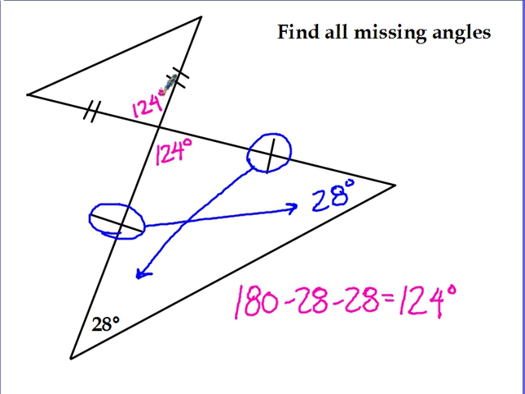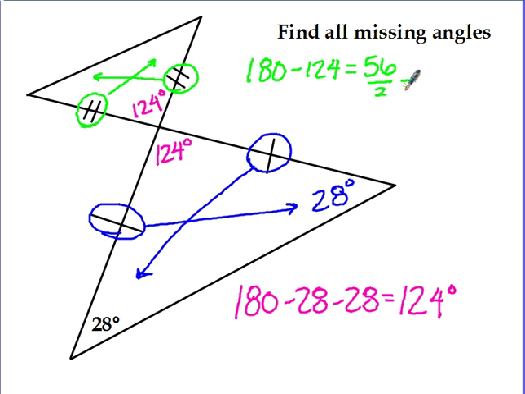And now, to find these last two angles, I'll take 180 minus 124, and that equals 56. And we'll divide that in half, and we get 28 again. So I can see that all four of these angles, 1, 2, 3, 4, those are all 28 degrees.